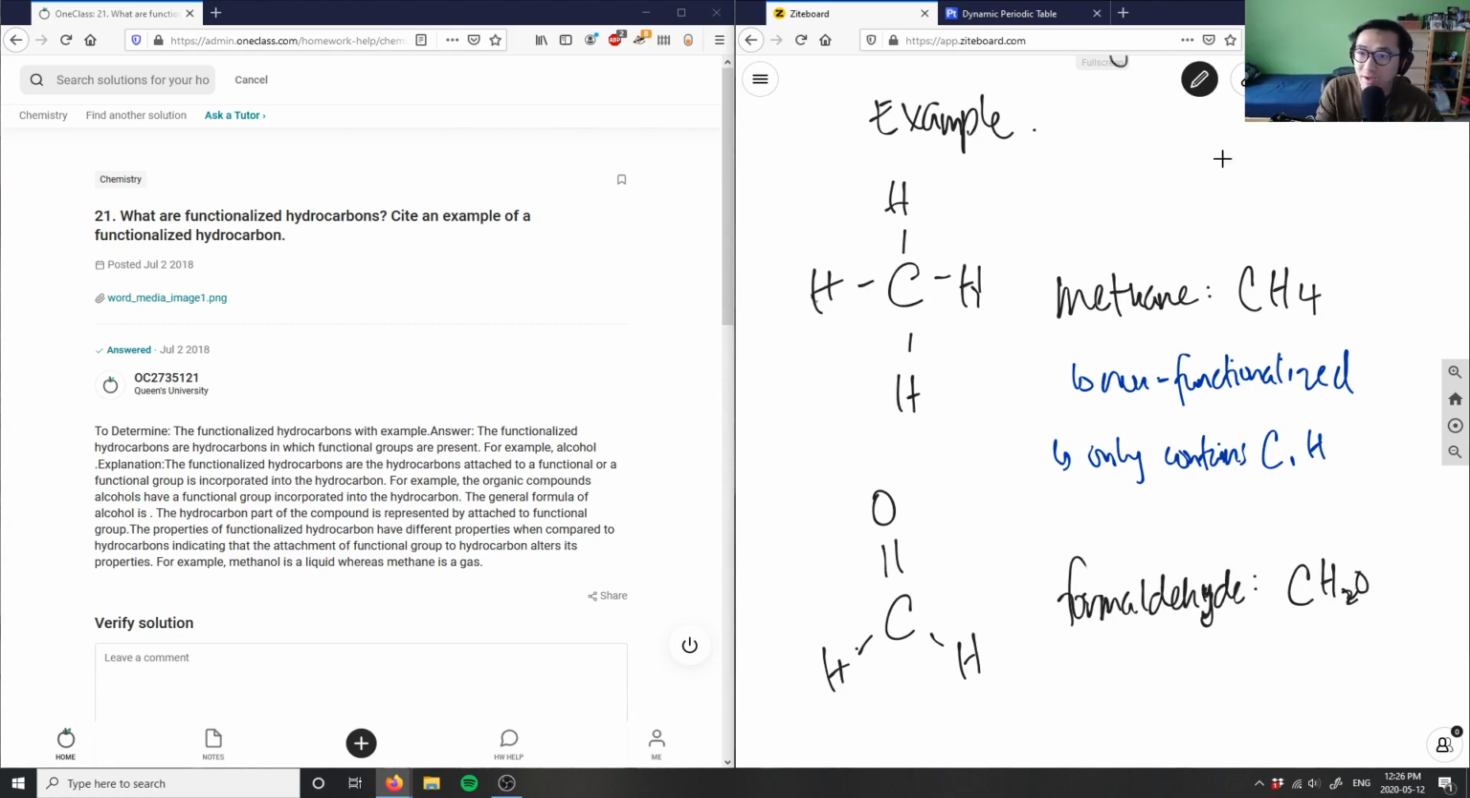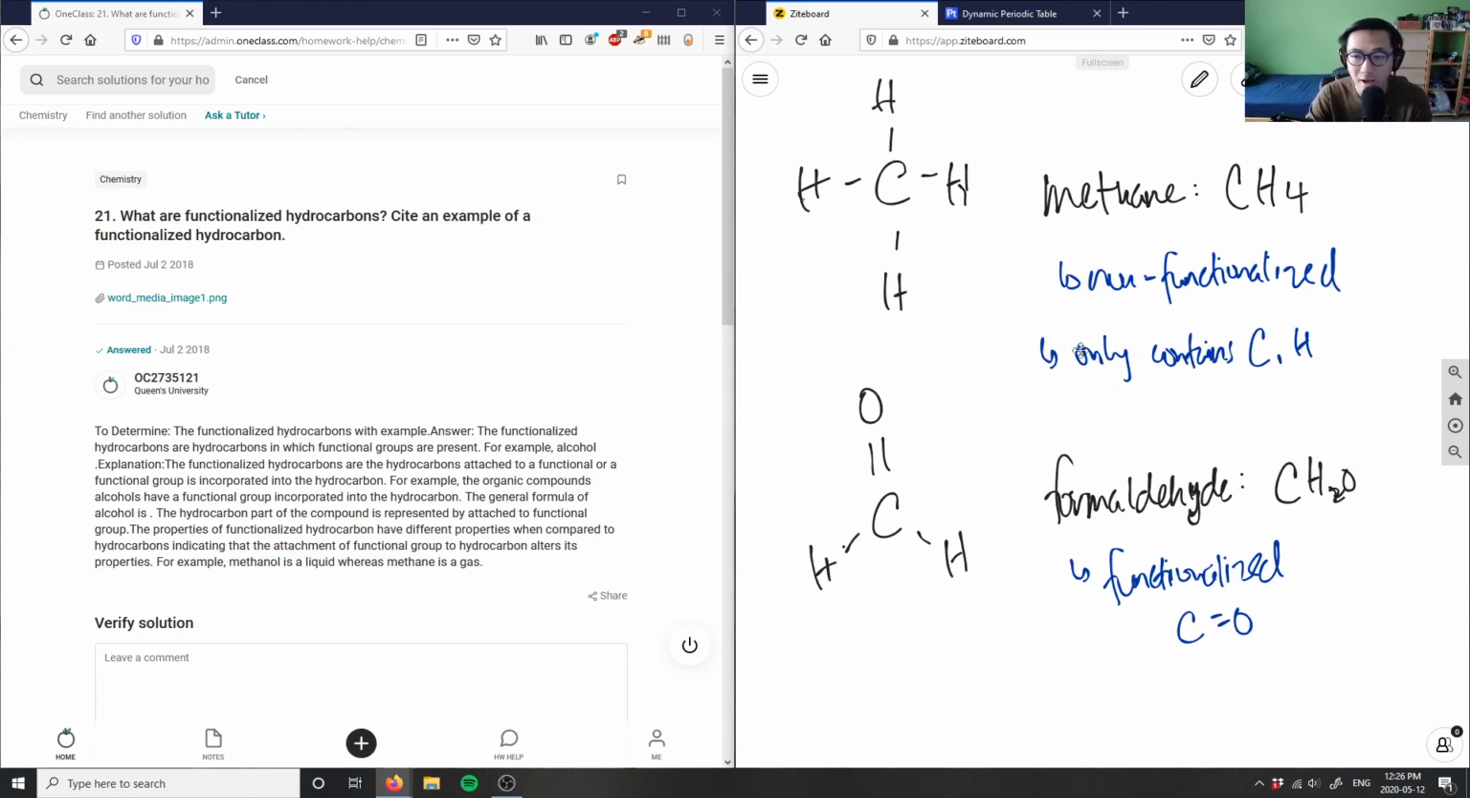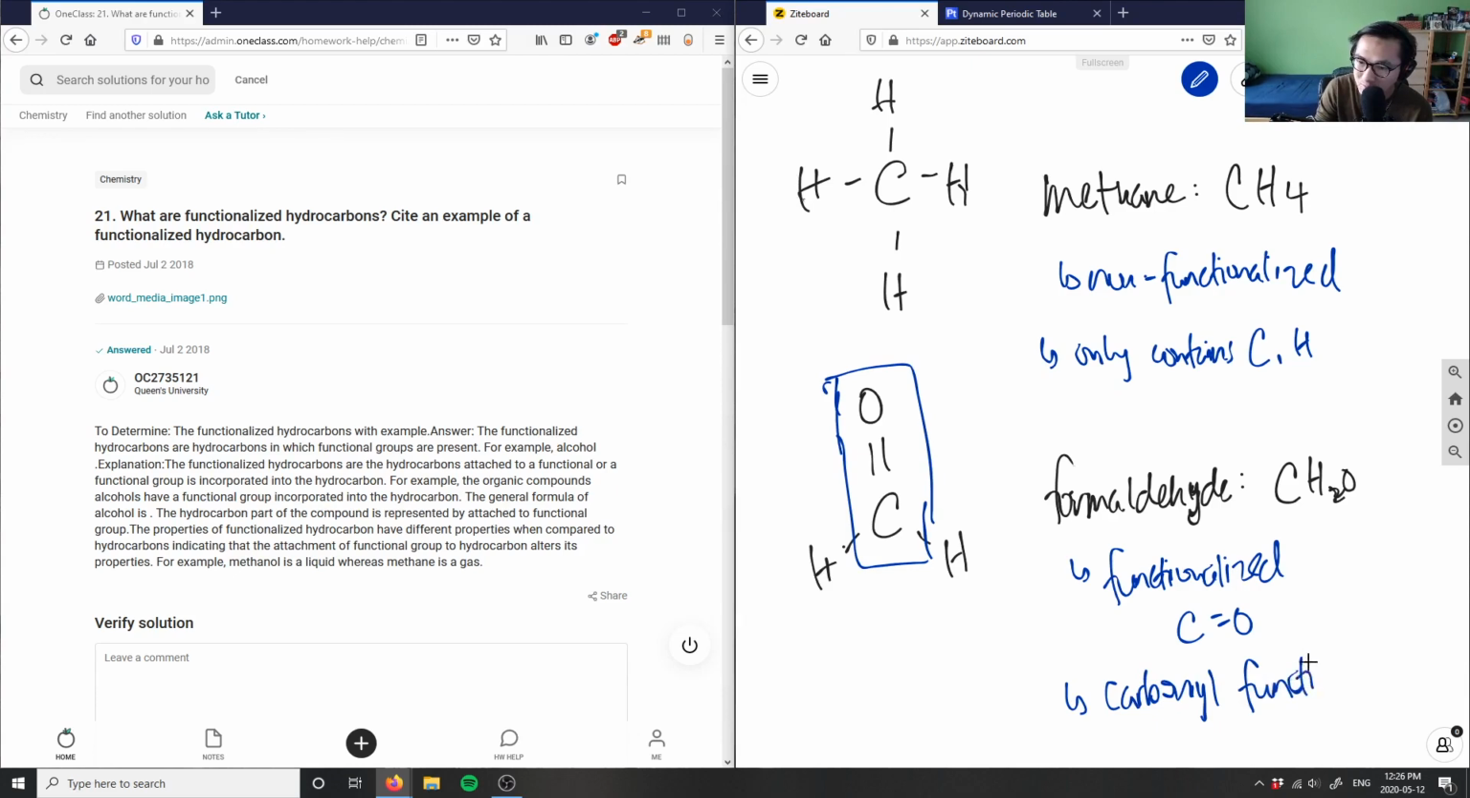So this here is a functionalized group, right? It's functionalized because I have a functional group, right? And as you can see, the C double bond O here makes it a functional group. I have something that's not only containing carbon and hydrogen. In this case here, I have an oxygen, right? So this guy here is my functional group. I have a carbonyl, you can say a carbonyl functional group.